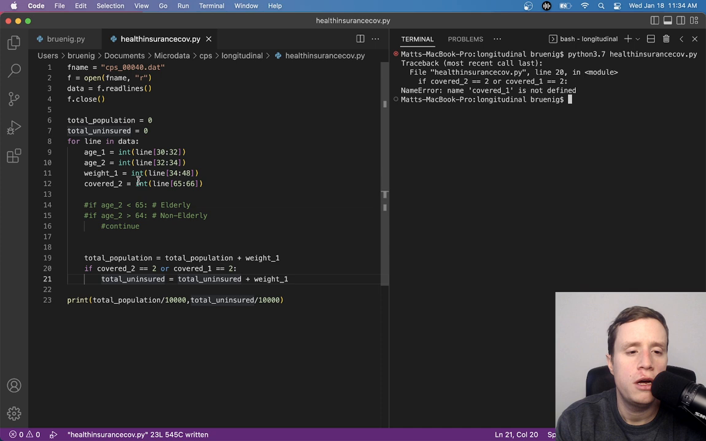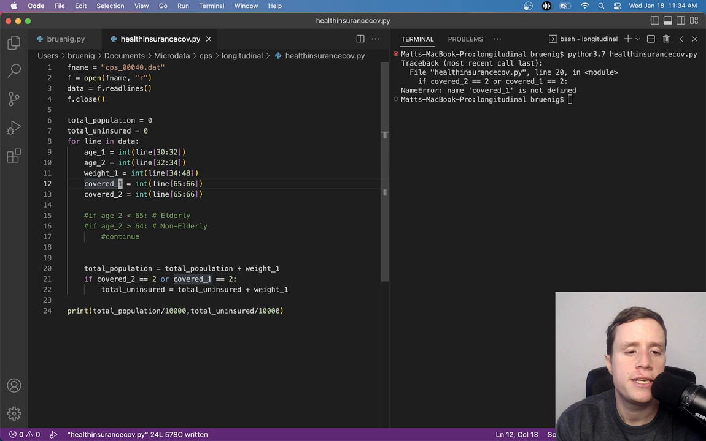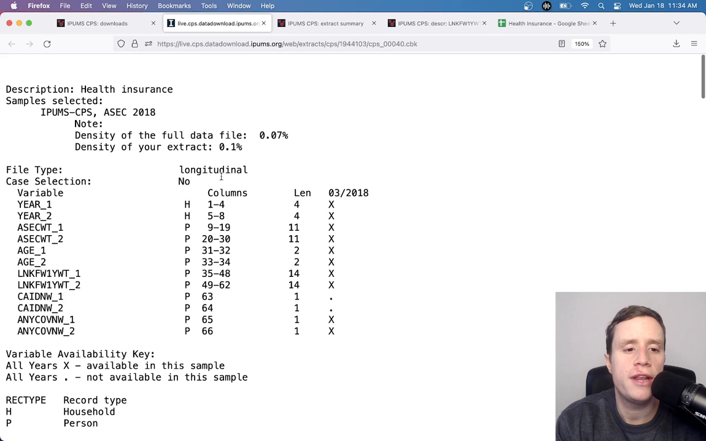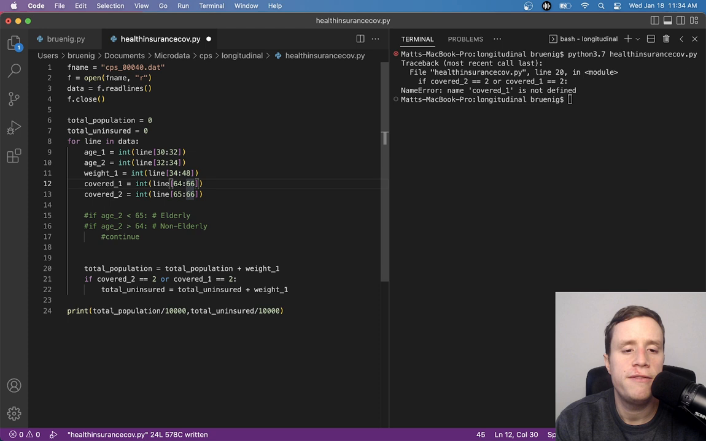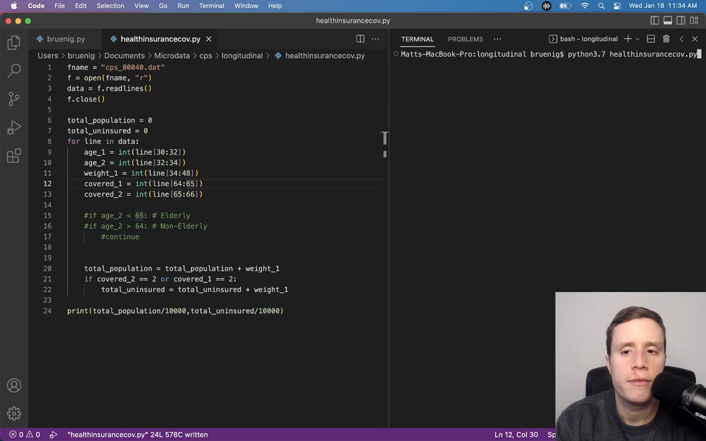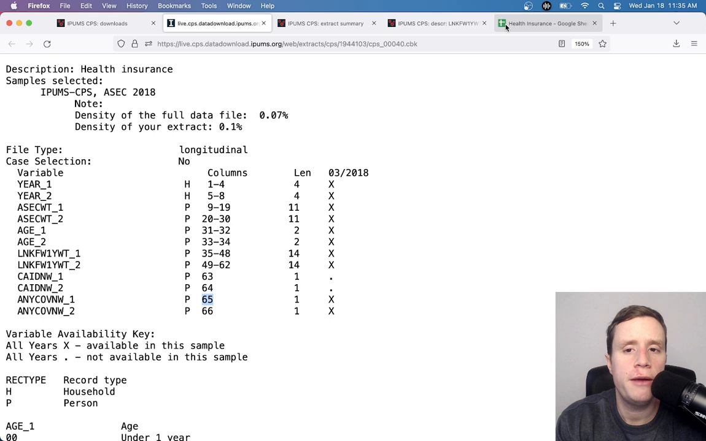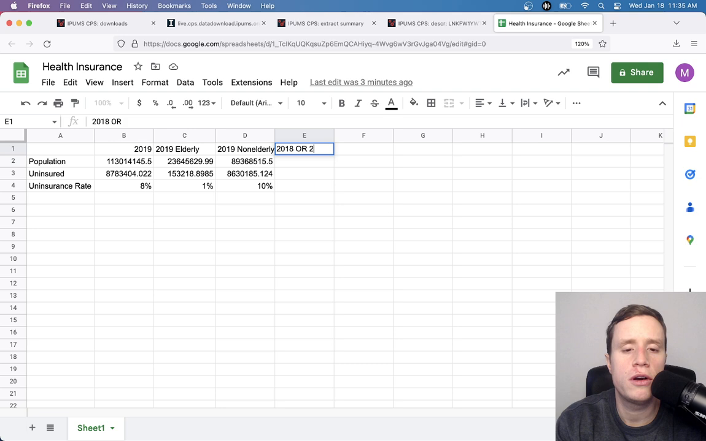Oh, Lord. Oh, I didn't do this one. Okay, so I need to add. See, I didn't have the 2018 in there. I only had the 2019. So let's see what is the number for that. Right here. Yes. 2065. So we're going to do 64 and 65. Okay, and we'll just run it again. There we go. Okay, now the population should be the same. And it is. So let's say 2018 or 2019. The population is the same.